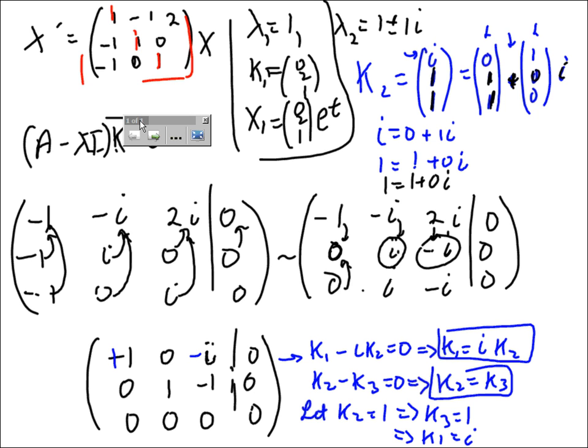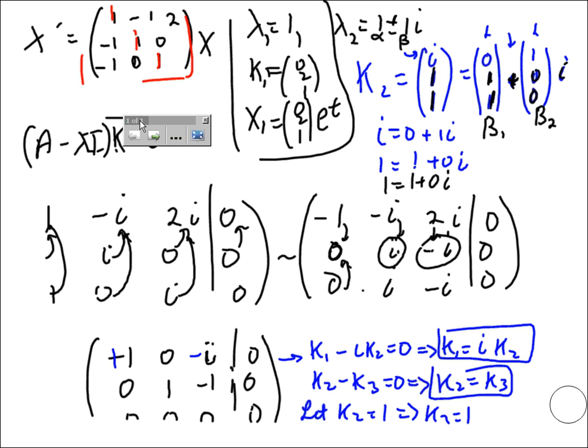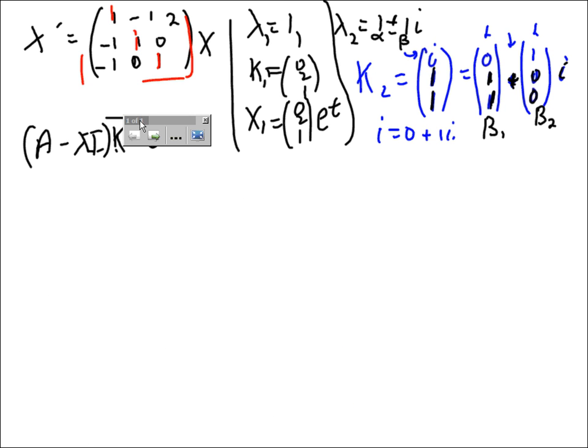The real part is called b1. The imaginary part is b2. And for the lambda, the real part is alpha, and the imaginary part is beta. Now it's rather easy to write down what x2 equals.